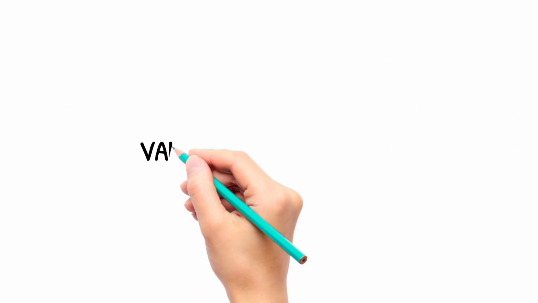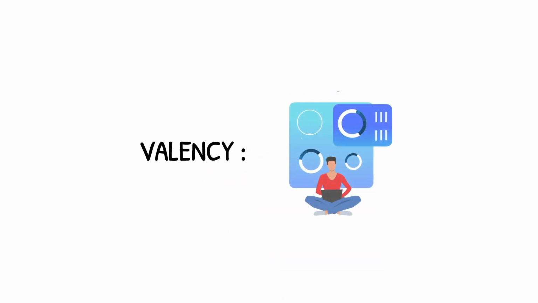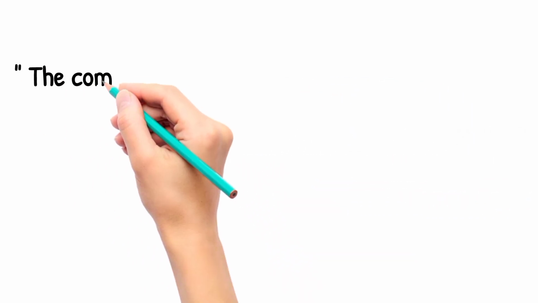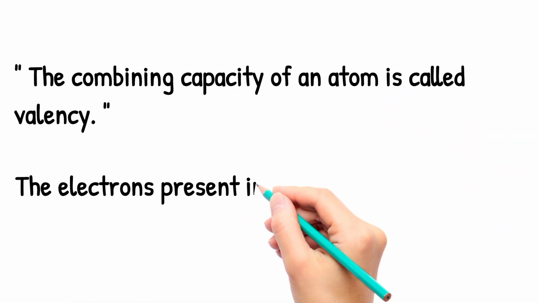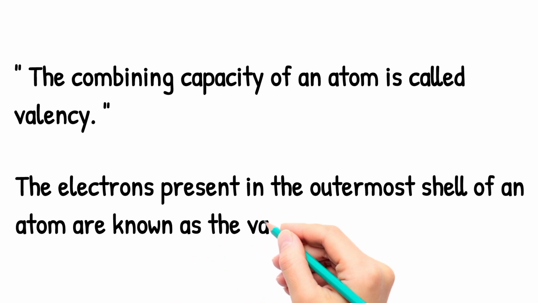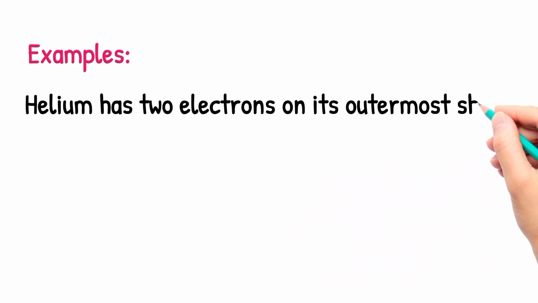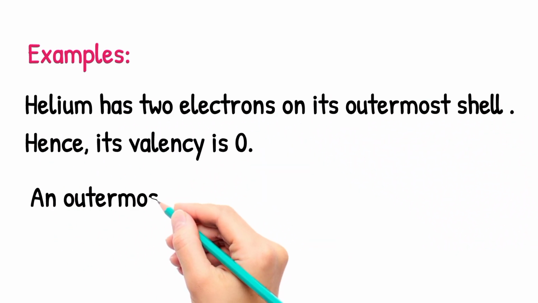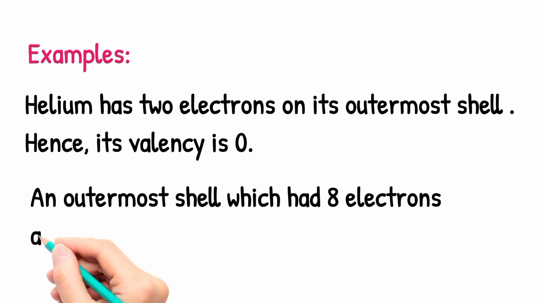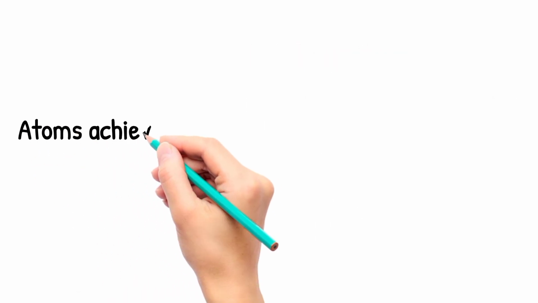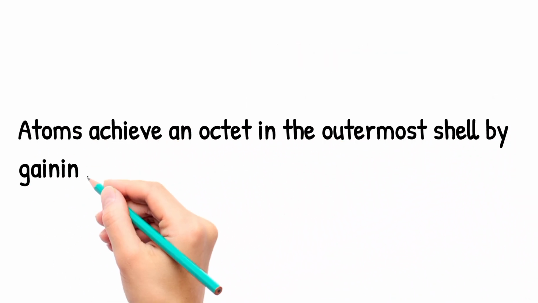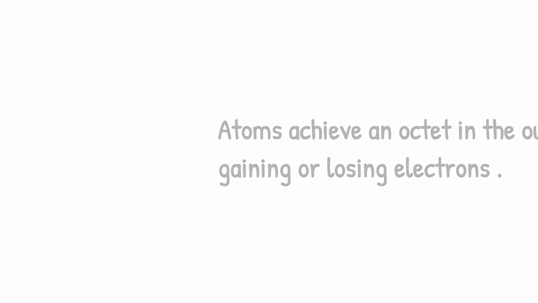Moving on to the next topic, that is valency. So what is valency? The combining capacity of an atom is called valency. The electrons present in the outermost shell of an atom are known as the valence electrons. Example: helium has 2 electrons in its outermost shell, hence its valency is 0. An outermost shell which has 8 electrons is said to possess an octet. Atoms achieve an octet in the outermost shell by gaining or losing electrons.